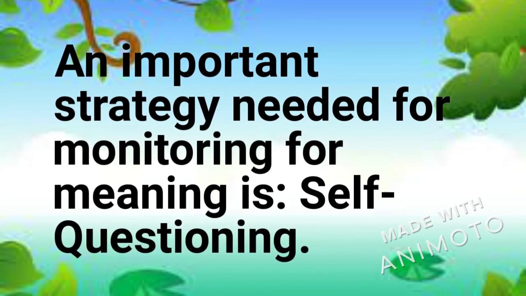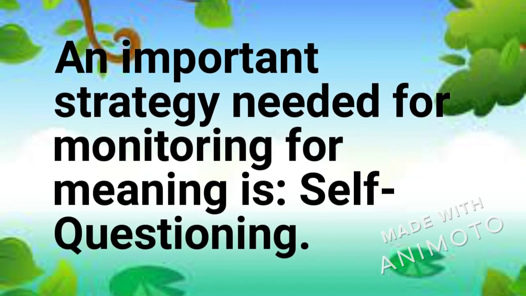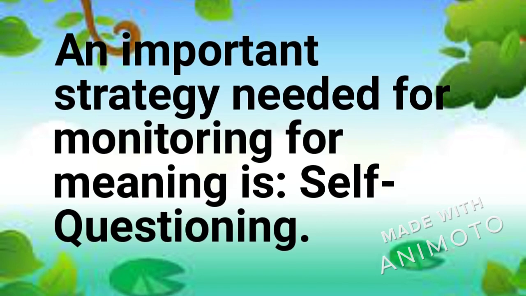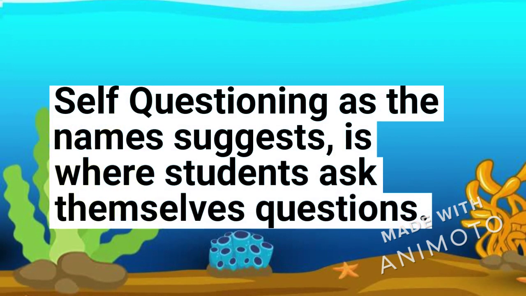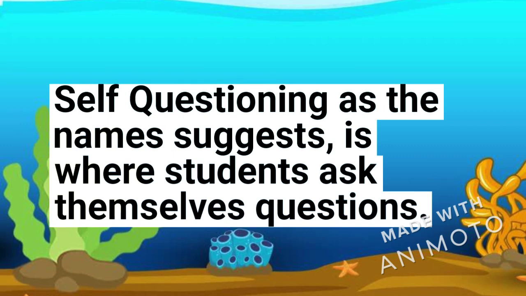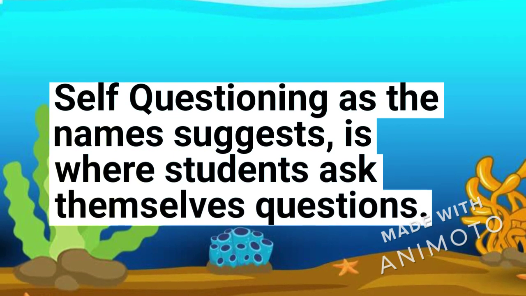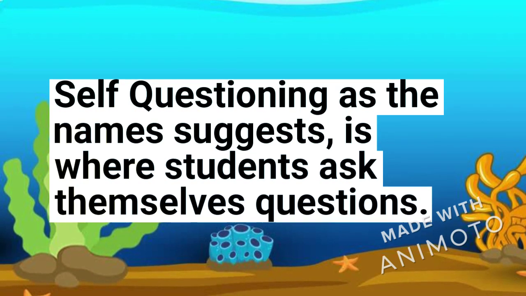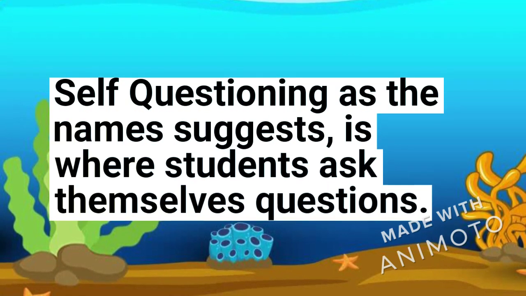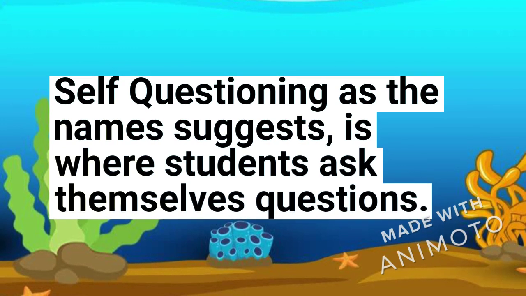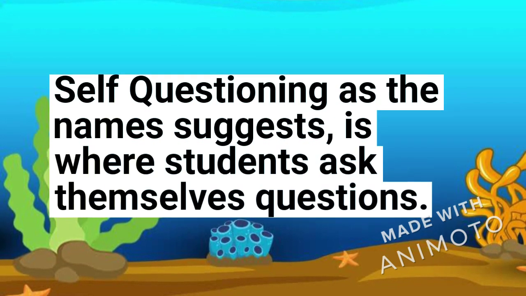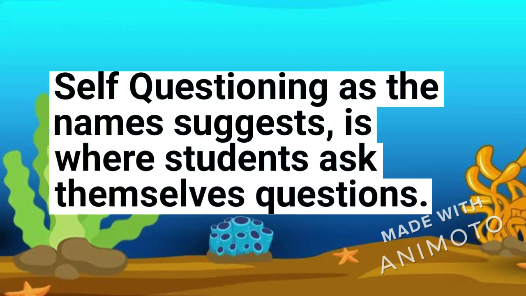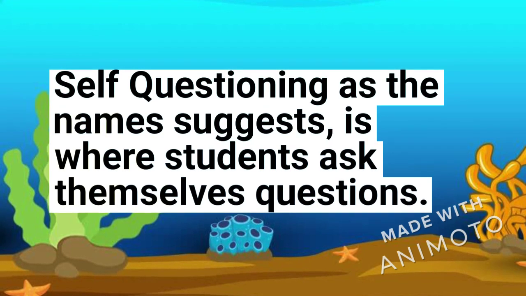An important strategy needed for monitoring meaning is self-questioning. Self-questioning, as the name suggests, is where students ask themselves questions about what they are reading. Students may ask clarifying questions if they need to clarify something while reading. Students may also ask wondering questions if they are curious about something while reading.